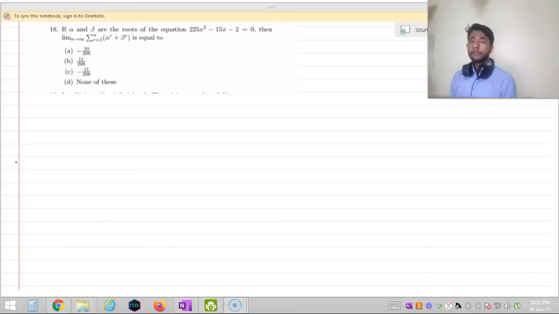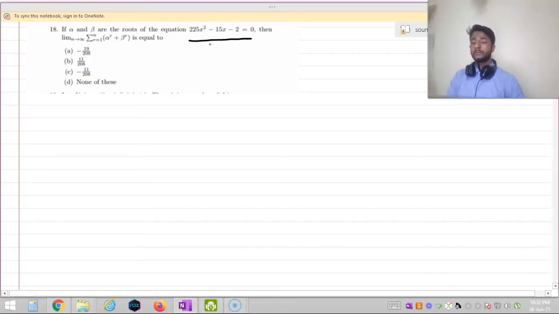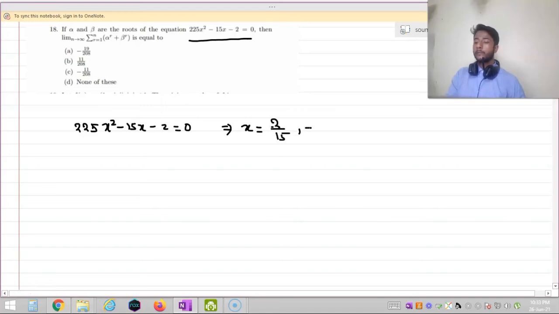Now let us solve question number 18, which says that if alpha and beta are the roots of the equation 225x squared minus 15x minus 2 is equal to 0, then we have to find this limit. If you find the roots by using the Sridhar Acharya method or any other method, the roots are x equal to 2 by 15 and minus 1 by 15. I am writing alpha is equal to 2 by 15 and beta is equal to minus 1 by 15. In both cases, mod alpha is less than 1 and mod beta is less than 1.